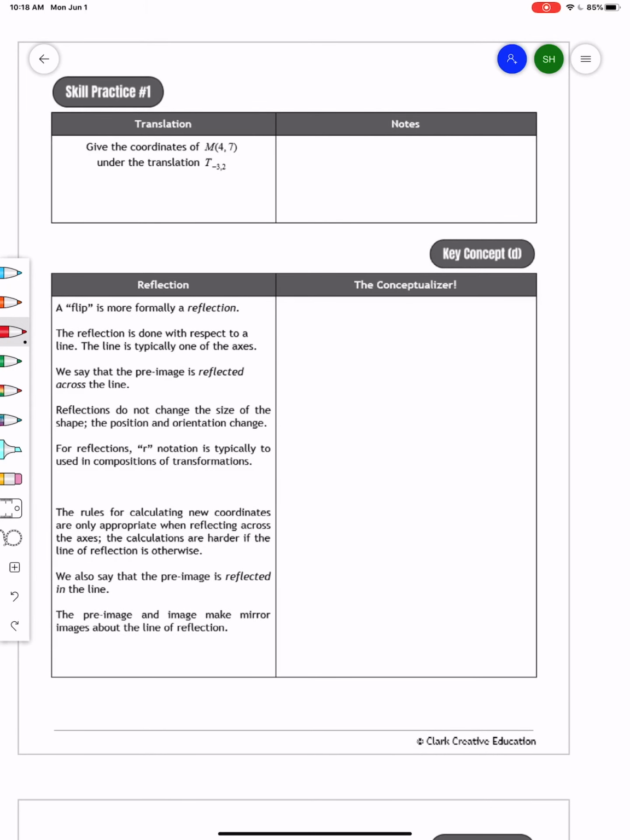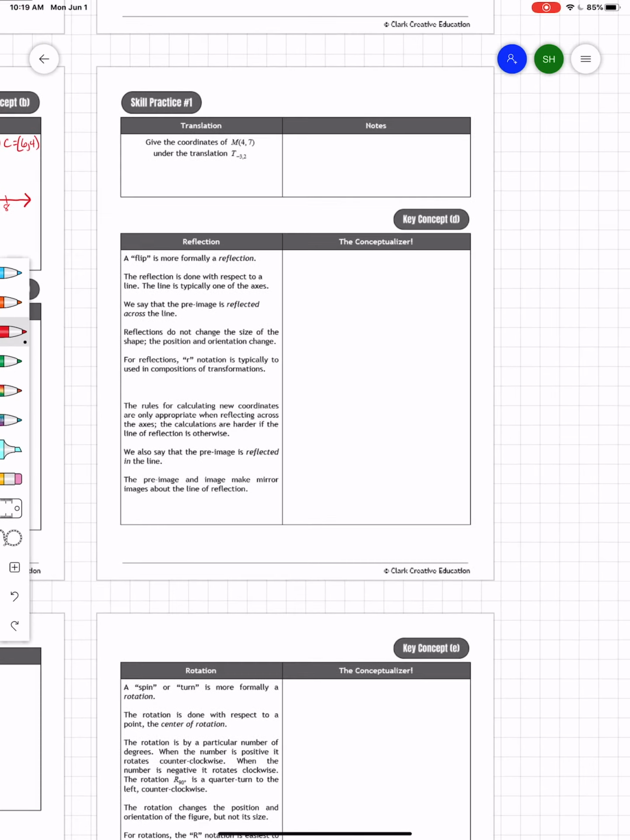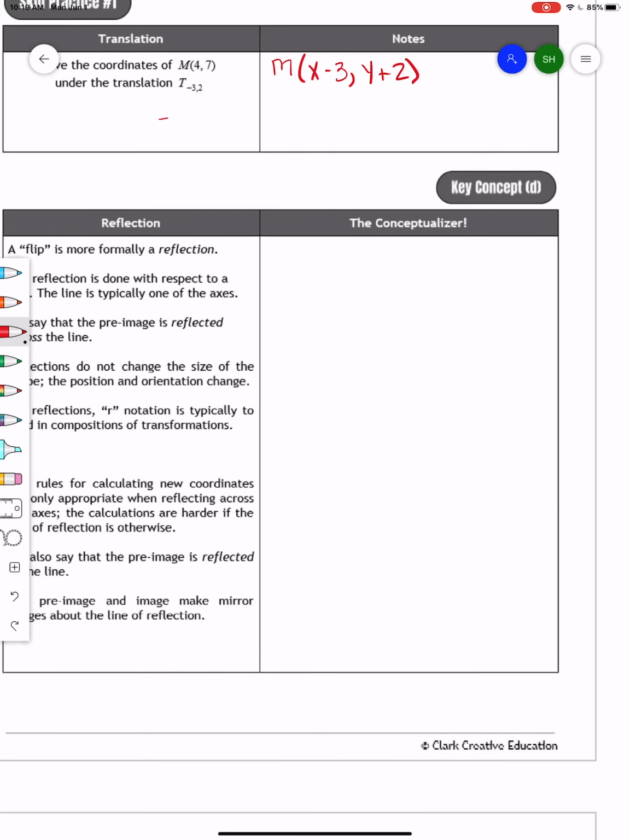So, if you were given the coordinates of M, 4, 7, under the translation T, -3, 2, what are you doing? This is where the real work comes in. M is x minus 3, y plus 2. I know it is plus because our numbers are -3, positive 2. Okay? So, for M, we now have 4 minus 3, 7 plus 2. M prime, which is our final answer, would be 1, 9. That is how you get it.